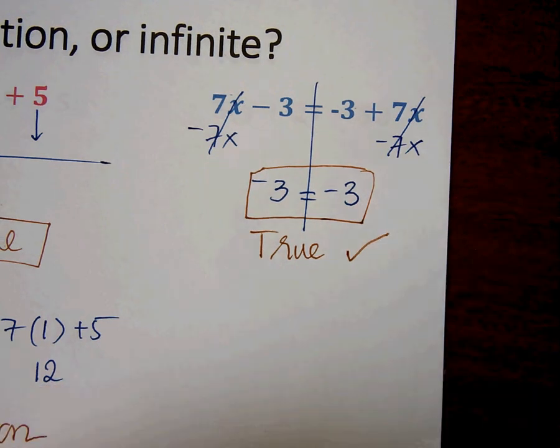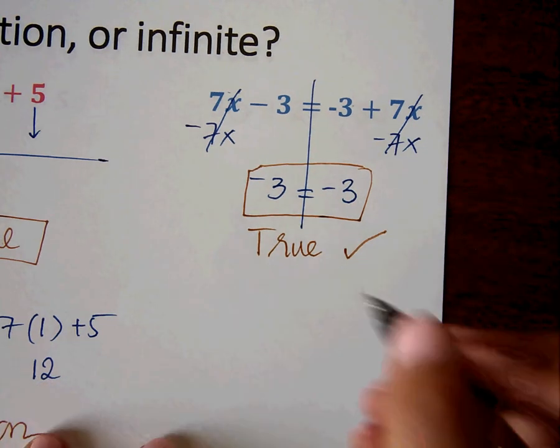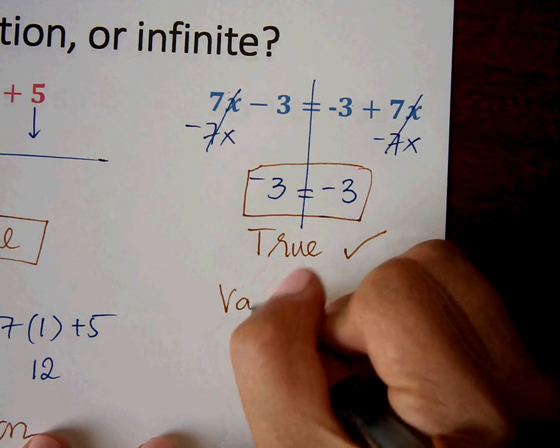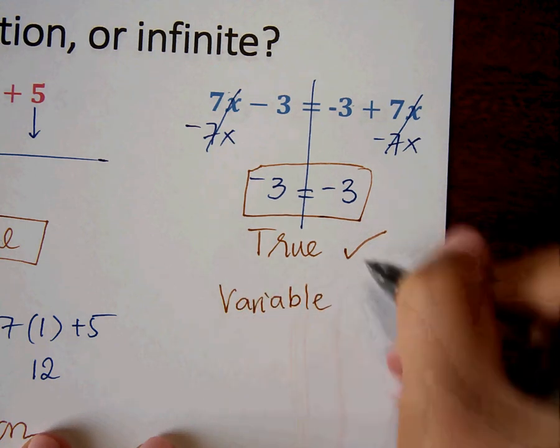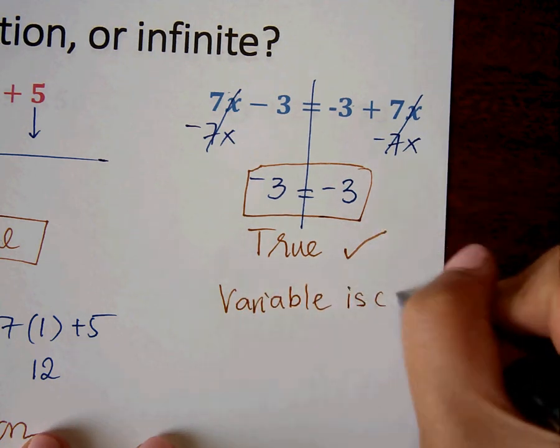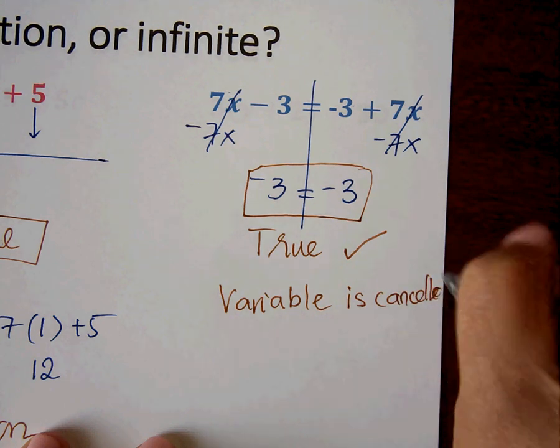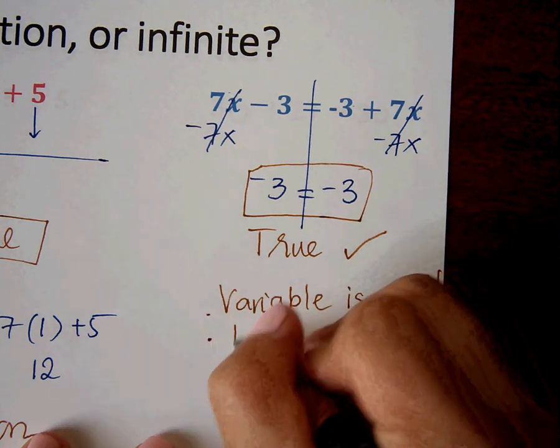It's always right. Okay? So in this case, we have the variable cancelled, and then a true statement.